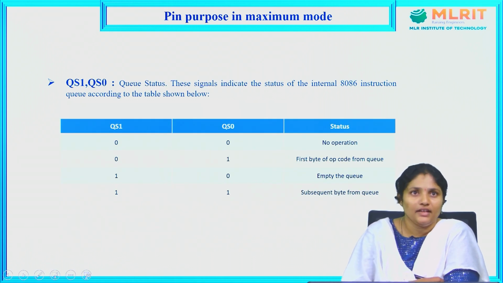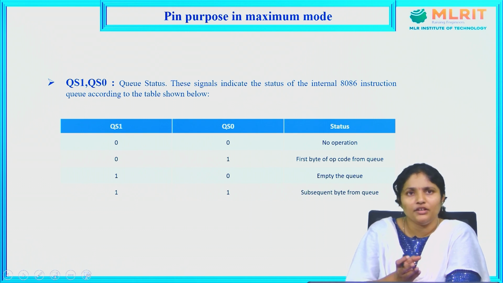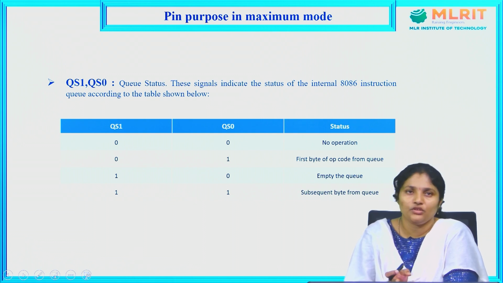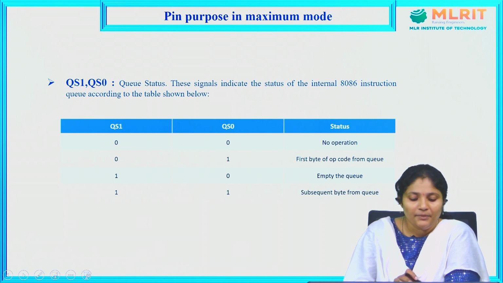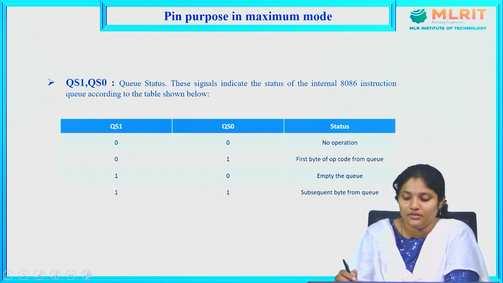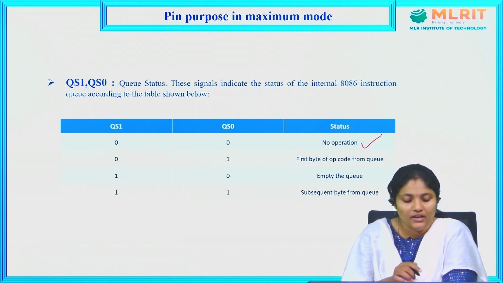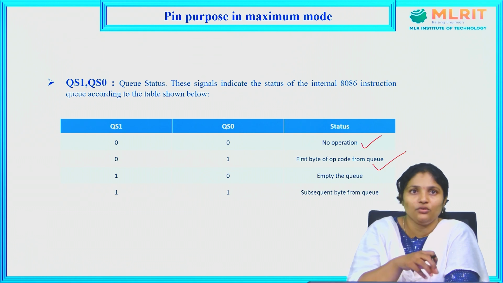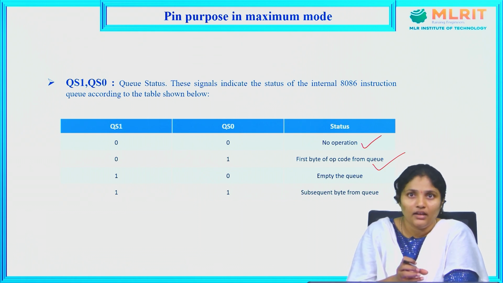So next, coming to the pins QS1 and QS0. These are status pins which show the operations performed in the queue. The queue, which is already present in the architecture of 8086, prefetches the instructions and stores them for further execution of the program. If QS1 and QS0 are both zeros, then no operation will be performed. If it is 0 and 1, then the first byte of the opcode has been stored into the queue.